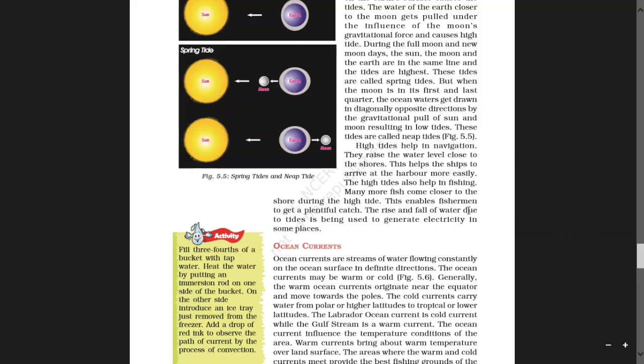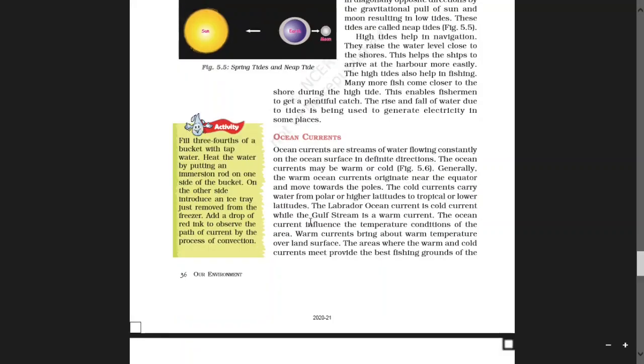The rise and fall of water due to tides is being used to generate electricity in some places. So boys, if it asks for the importance of tides, you have to write from this paragraph. Just tick mark all this.